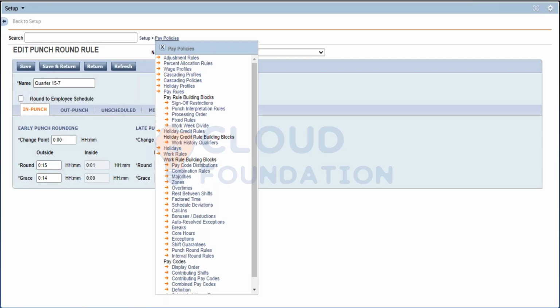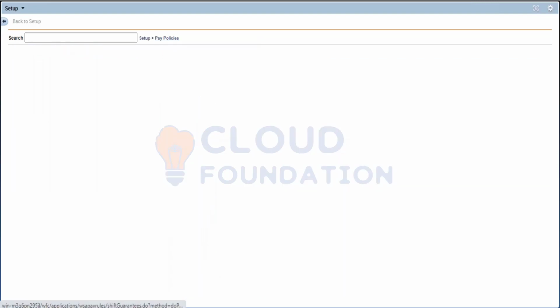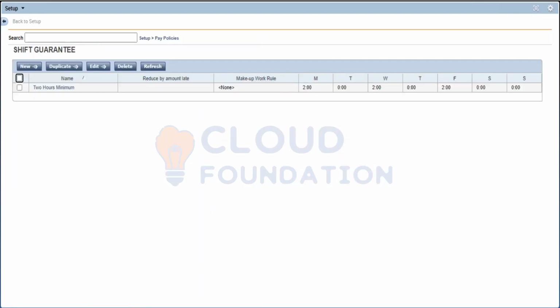So the third thing in your work rule building block is your shift guarantee. What a shift guarantee basically does is, irrespective of the amount of time you work on the day that I want to assign this shift guarantee, you're going to get the minimum payment that I'm going to set up over here. I'm going to determine some time and pay them irrespective of the shift work. So this is nothing but the amount of time that an employee earns even if they work very little time.